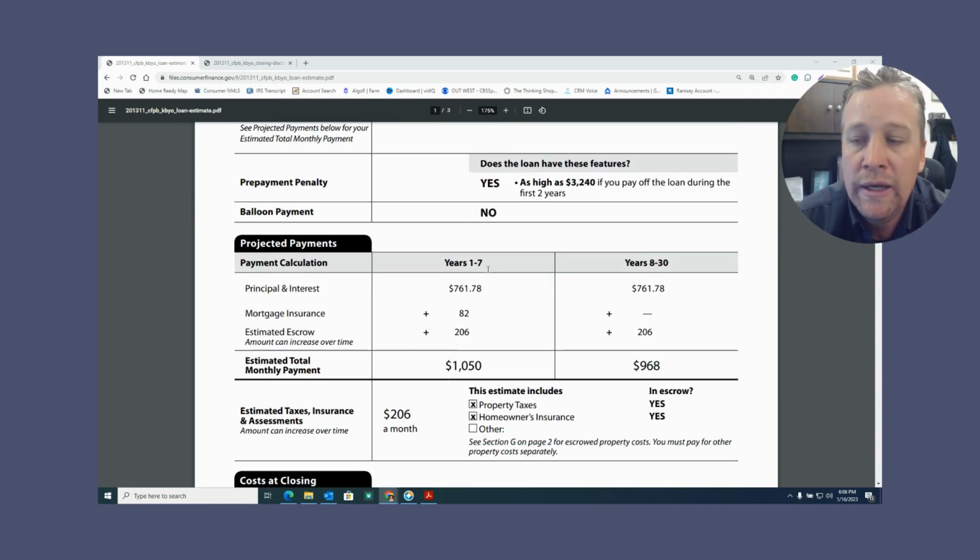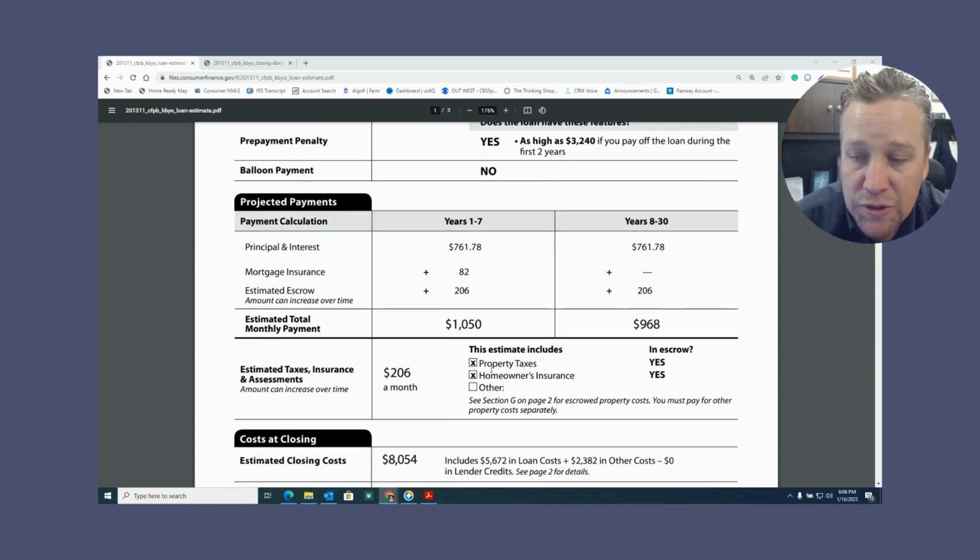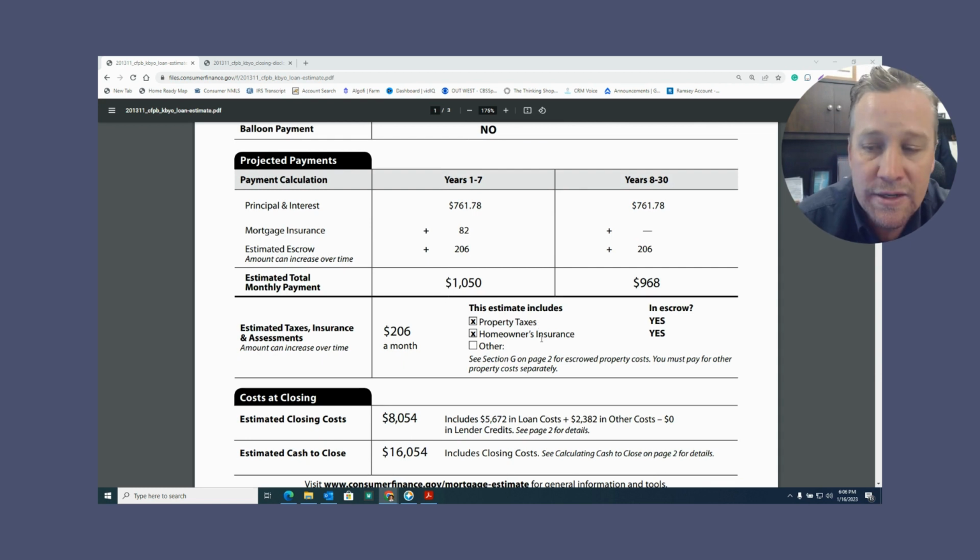Next, you're going to have projected payments. They're always going to have a breakdown of the first 7 years and then what happens after that. The most common thing you see that gets dropped off is mortgage insurance. Unless it is an adjustable rate mortgage, then it can tell you what your payment might look like after the adjustable period. But typically, you're going to see the principal and interest, mortgage insurance, and your escrow account, and then that drops off. The mortgage insurance drops off. Included in your escrow account most commonly is taxes and insurance.